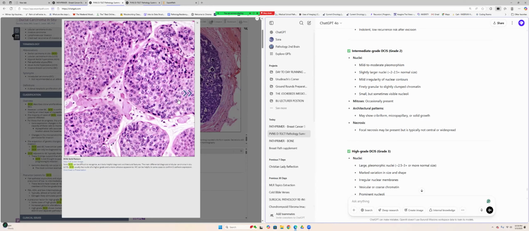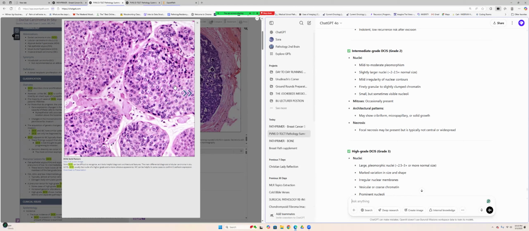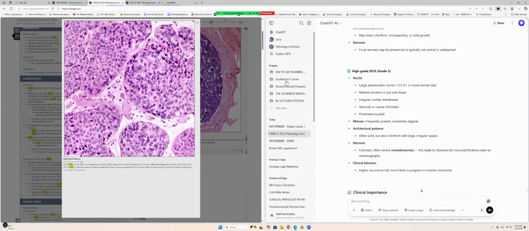Mild irregularity of nuclear membrane and contours, slightly clumped chromatin. Nucleoli are going to be present. I'm looking at this already. I'll call this at least grade 2. I'll call it like that. We show cribriform, micropapillary, or solid growth pattern. Solid growth is like grade 2. Focal necrosis may be present, but it's not central or widespread. Grade 3 is the one that has comedo necrosis.